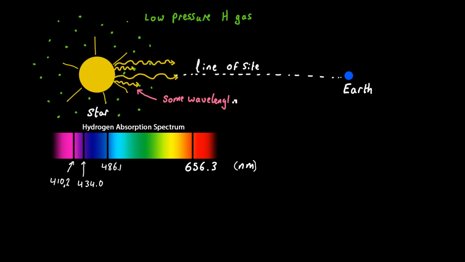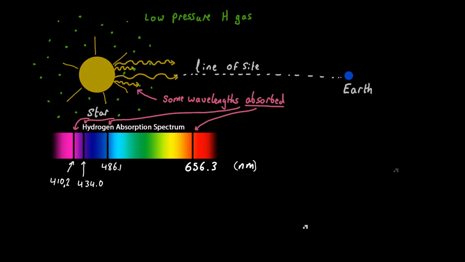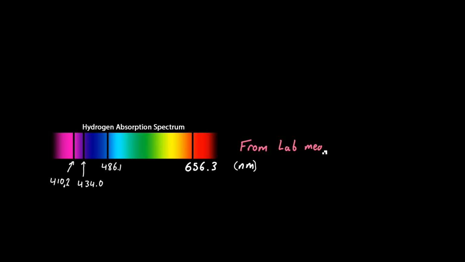Each star will be surrounded by a low pressure gas of mainly hydrogen, and as the light from the star passes this gas, the gas molecules will absorb certain frequencies of light. So with hydrogen, we get an absorption spectrum that looks like this. And we can also get this result in a lab by shining some white light through some hydrogen gas.